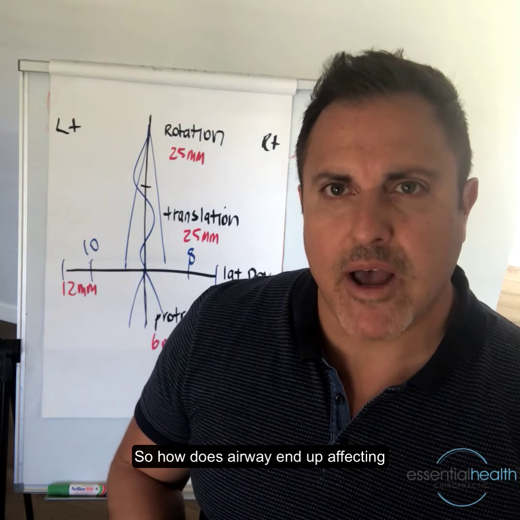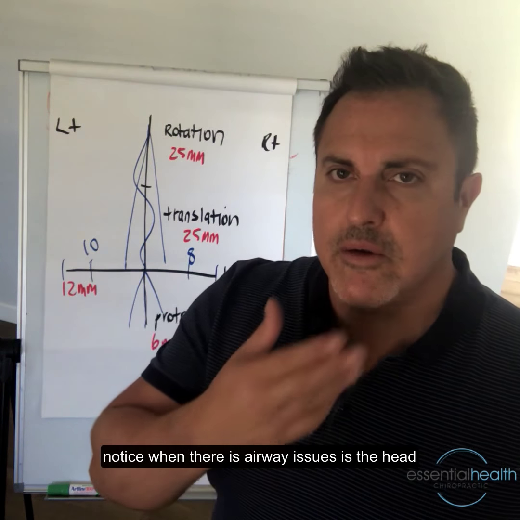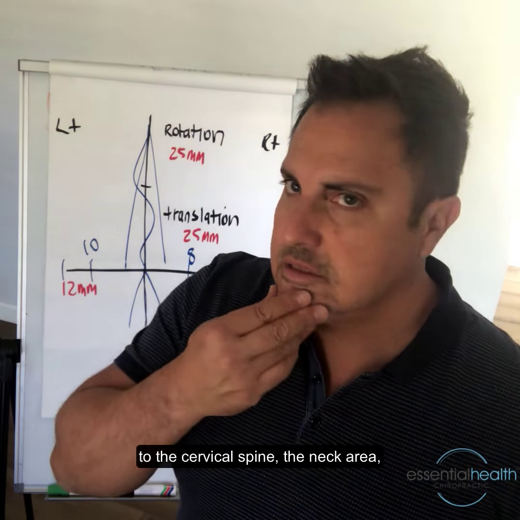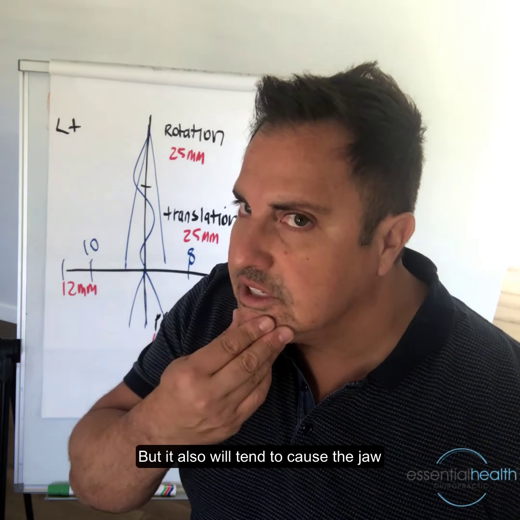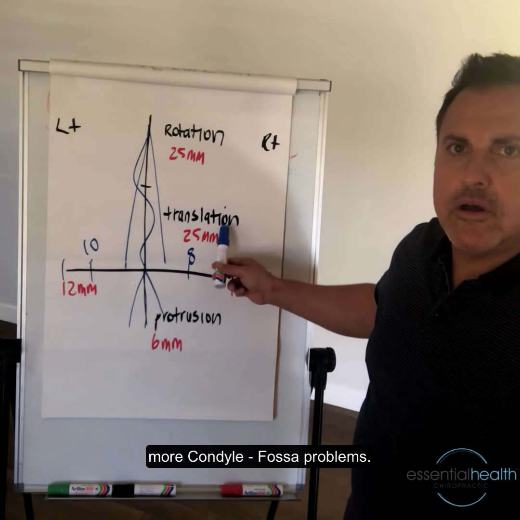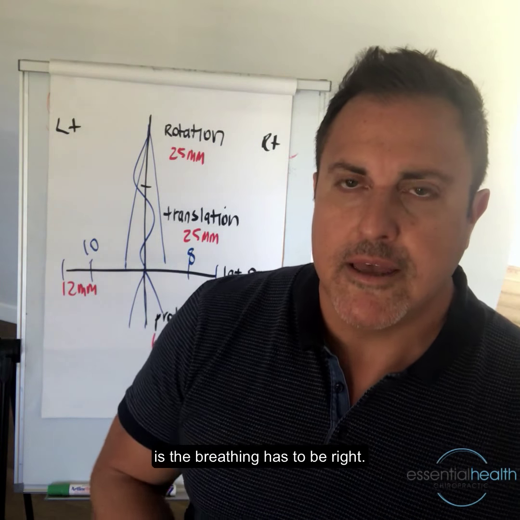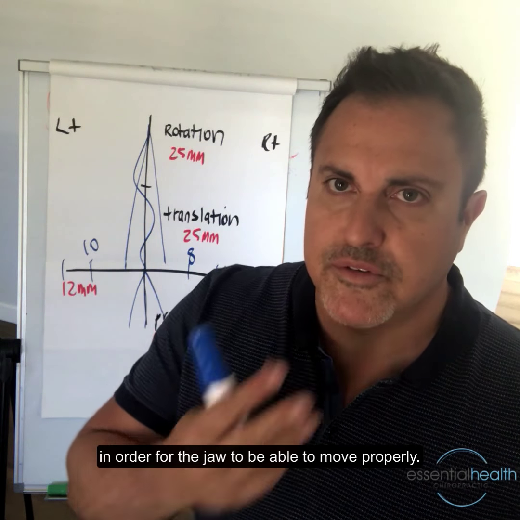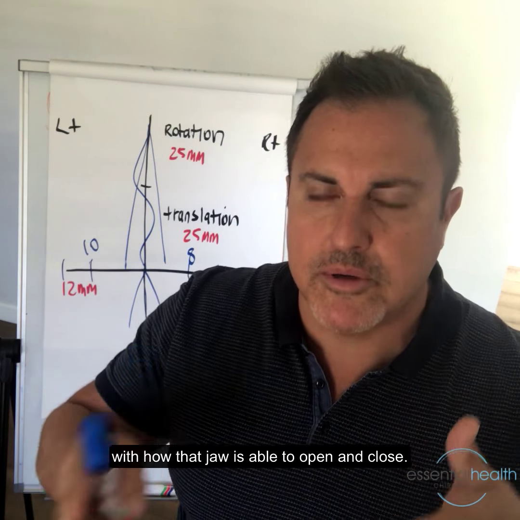So how does airway end up affecting these types of problems? Well, one of the things we notice when there are airway issues is the head will tend to translate forward. Being in that position, what it does to the cervical spine, the neck area, is that it reduces the curvature. But it also will tend to cause the jaw to sit further back, and it can create more condyle to fossa problems. So we want to make sure the breathing is right. The head position has to be right in order for the jaw to move properly. Otherwise, you're going to have problems with how that jaw opens and closes.